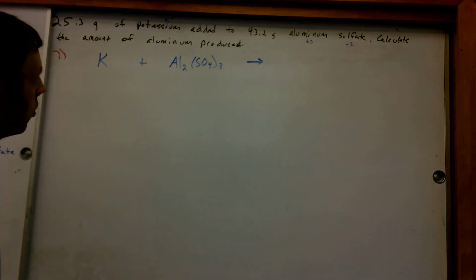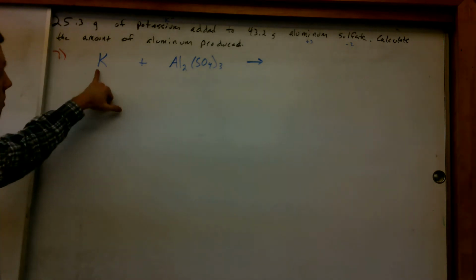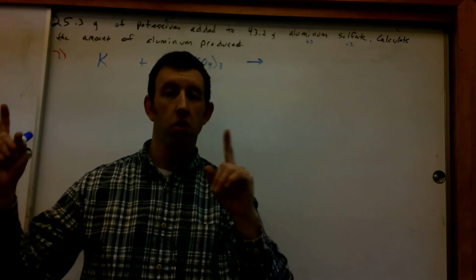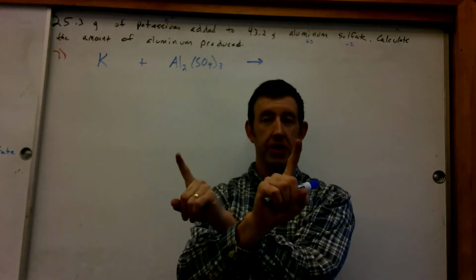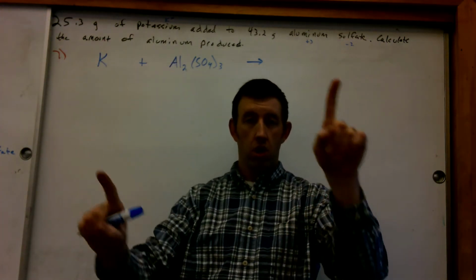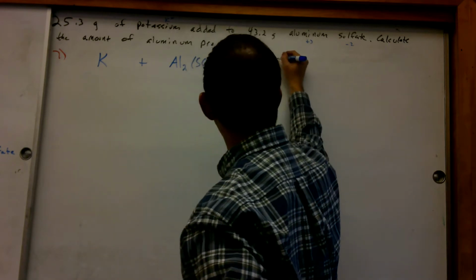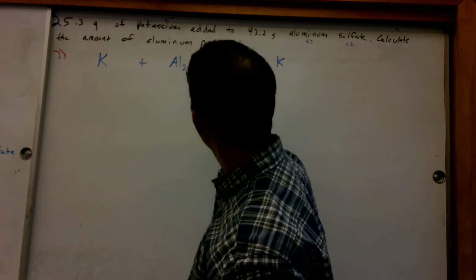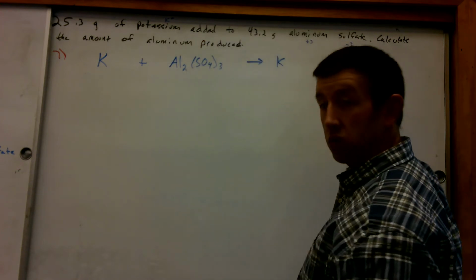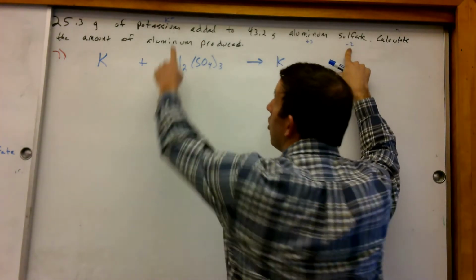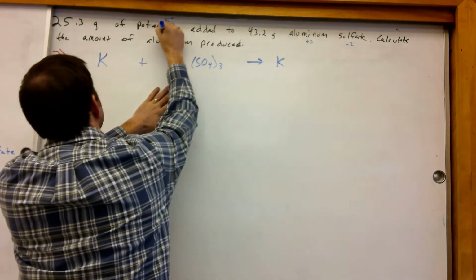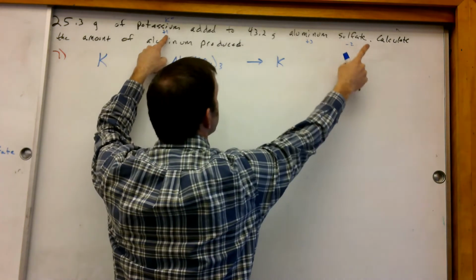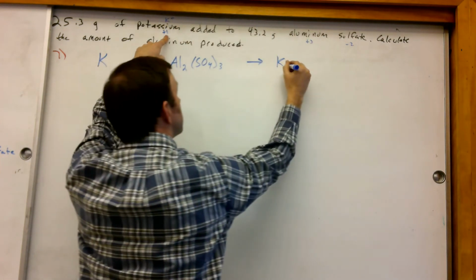All right, so in this reaction, potassium is a plus. Plus always replaces the plus, right? So potassium and aluminum will switch places. Okay, so we're going to produce potassium sulfate. Since potassium's a +1 and sulfate's a -2, I'll write the +1 here so we can see it better, right? So I'm going to have 1 sulfate and 2 potassiums.